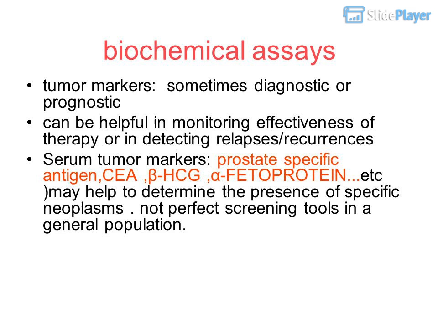7. Biochemical assays: tumor markers, sometimes diagnostic or prognostic, can be helpful in monitoring effectiveness of therapy or in detecting relapses/recurrences. Serum tumor markers, prostate-specific antigen, CEA, B-HCG, alpha-fetoprotein, etc. may help to determine the presence of specific neoplasms. Not perfect screening tools in a general population.